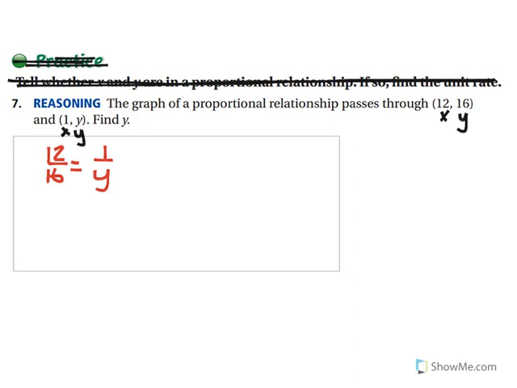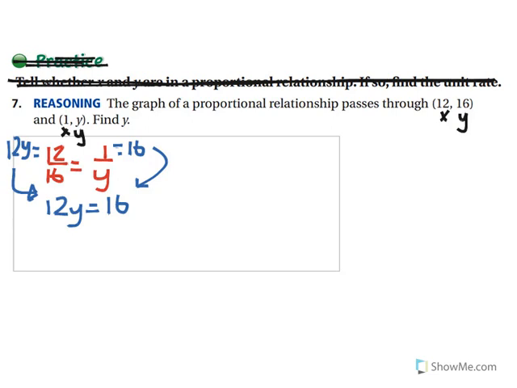So the way we can solve this is we can do our cross products. We can say 16 times 1 is 16. We can say y times 12 is 12y. And we can bring these down. So I have 12y equals 16. Okay? And now I have it as an equation like this where the fractions are gone.